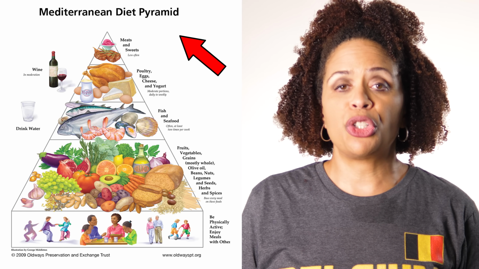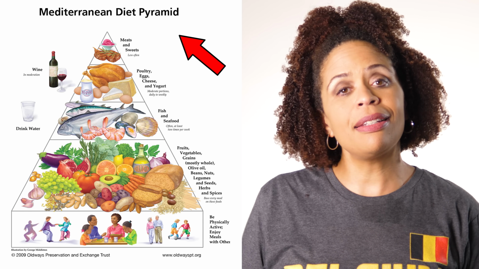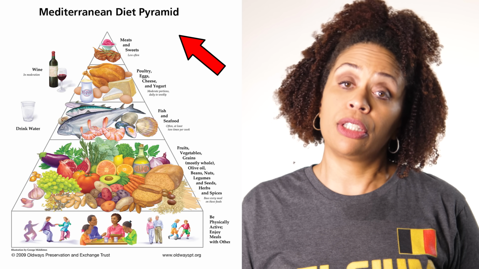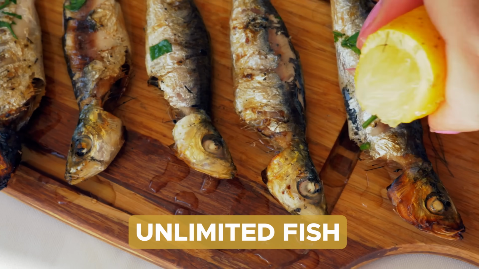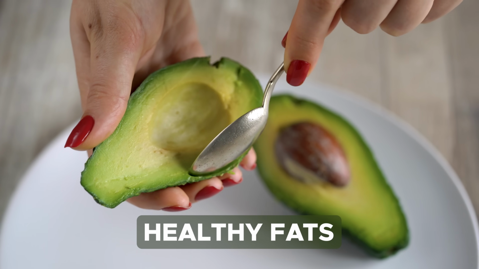The next thing you can do is change your diet. The Mediterranean diet has been shown to treat depression independent of medication or therapy. I also have a video on that, and I'll link to that video in the description. In short, though, eating Mediterranean involves eating less meat, like only one meat meal a day, eating unlimited fish, eating more vegetables, and healthy fats like nuts and avocado. Mediterranean also includes whole grains instead of processed grains like white bread and white rice. People with special dietary needs can modify this to address those needs, like making it gluten-free or nut-free.